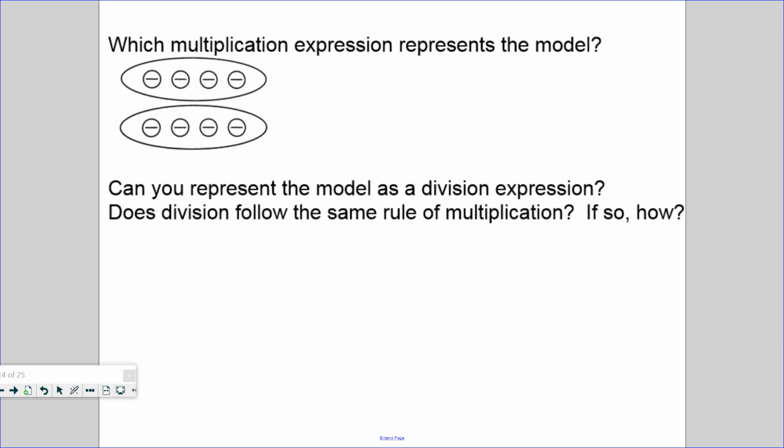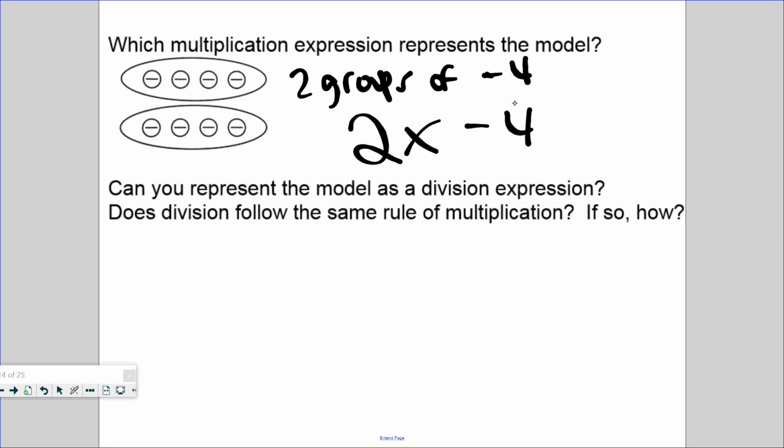So let's do a culmination of what we just learned. Which multiplication expression represents this model? How would you describe this model? I see two groups of -4. How would I write that as a multiplication? So 2 times -4.